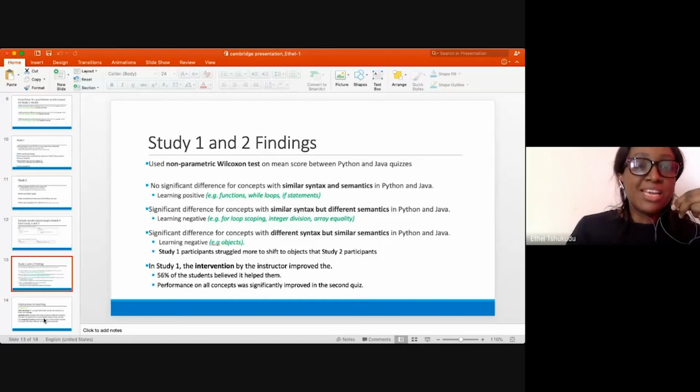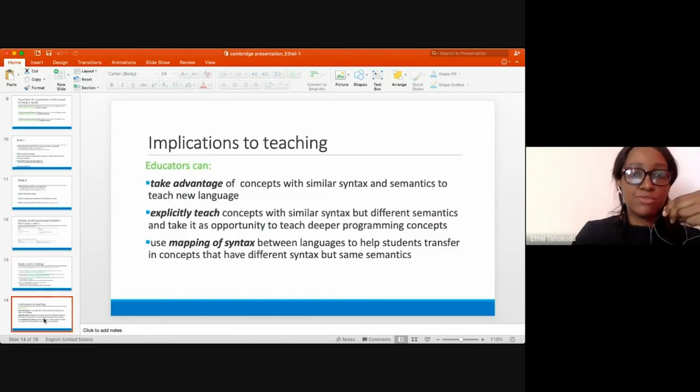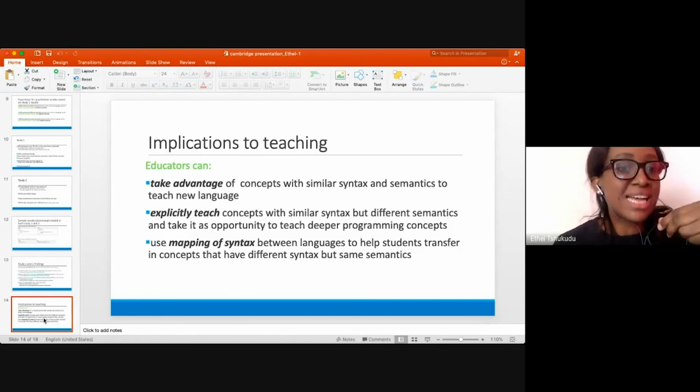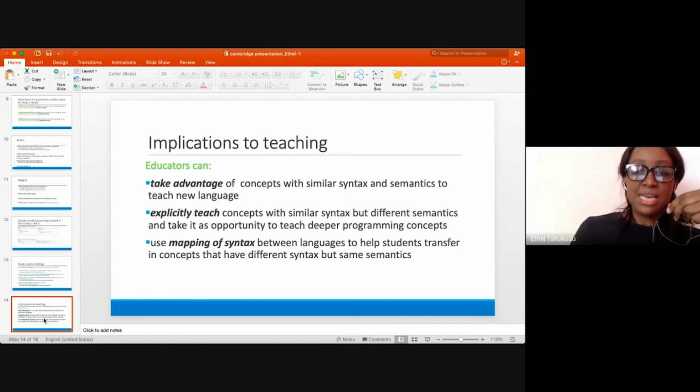So the results were very, very similar to the study 1 results. There were no significant differences in concepts with similar syntax and semantics, and there were significant differences in the other concepts that were a little bit difficult for students. So what does that say to educators?